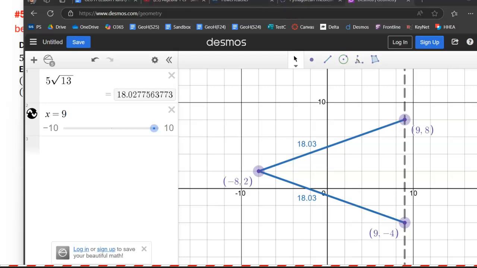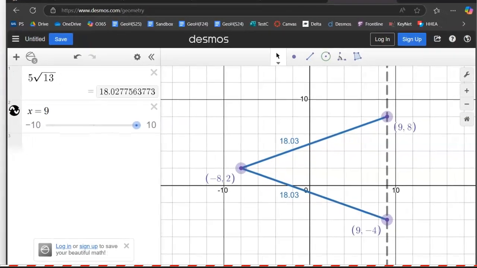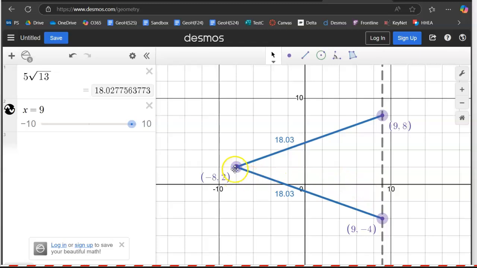All right, so this is just providing an extra visual on top of what we've already done algebraically to show you what the answer is. So we know that this point right here, negative 8, 2, was definitely going to work. We know that this length needs to be 18.03. And so this black vertical line here that I have grayed out represents the value x equals 9, which we knew for a fact that the other point had to be on. So these are the only two places where we get the length of 18.03, which for the record is what 5 root 13 is.